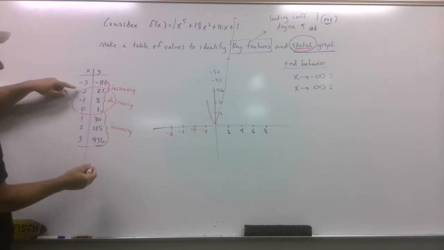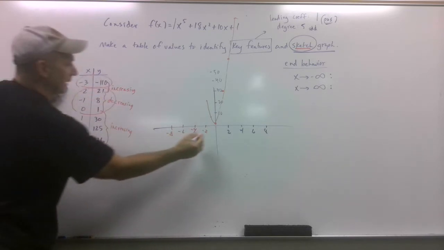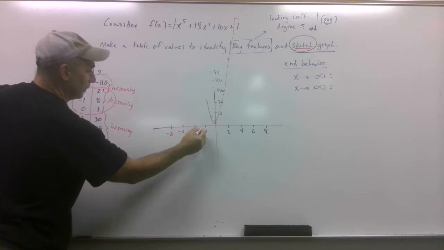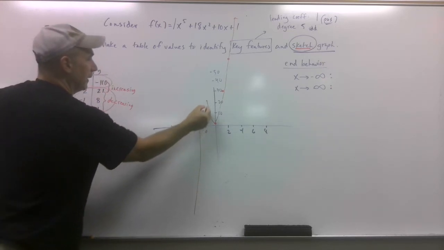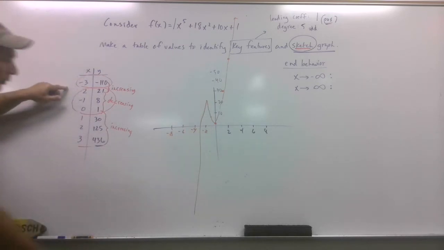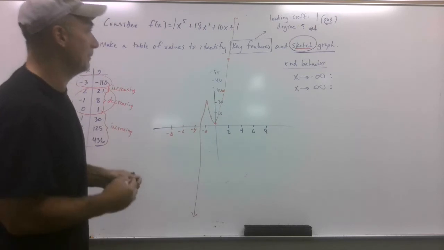And then it's increasing from -3, -110. So -3, -110 would be way down here. It's going to be increasing from there to there. Perfect drawing? No way. But we got a general idea of what's happening.